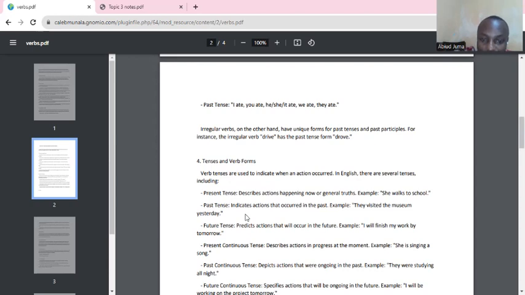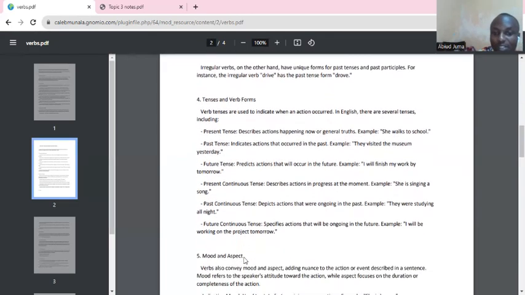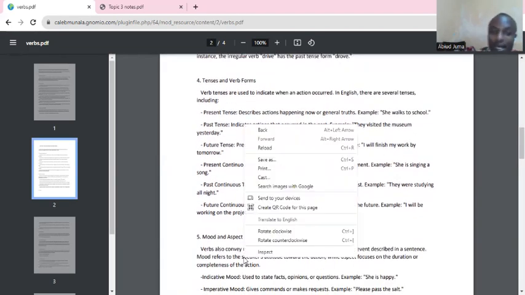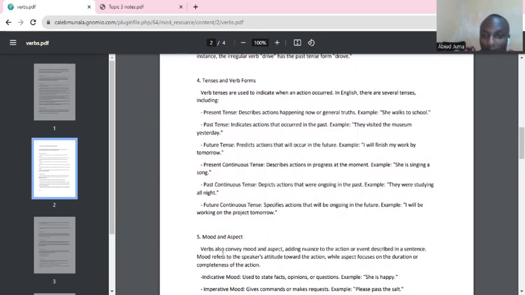Future tense predicts actions that will occur in the future. Example: I will finish my work by tomorrow. Present continuous tense describes an action in progress at the moment. For example, she is singing a song.